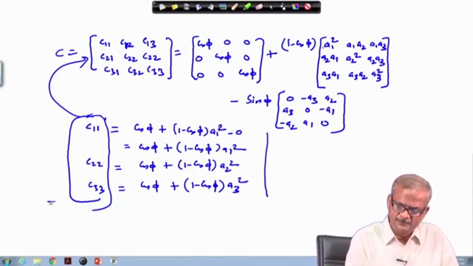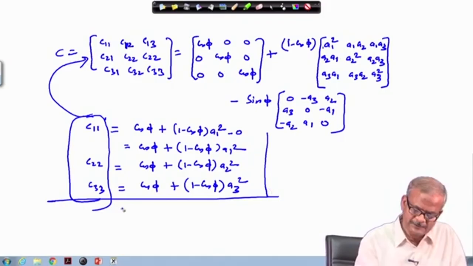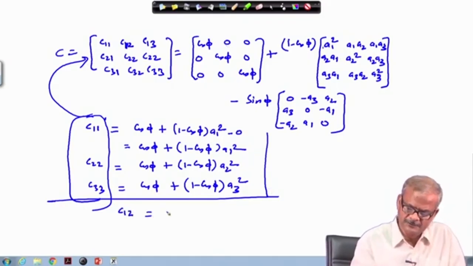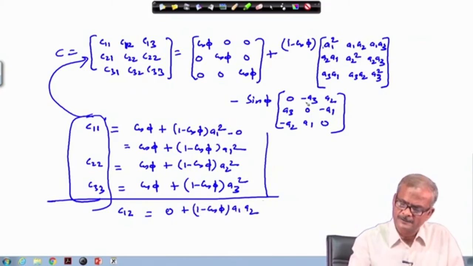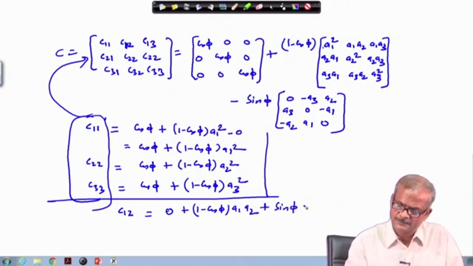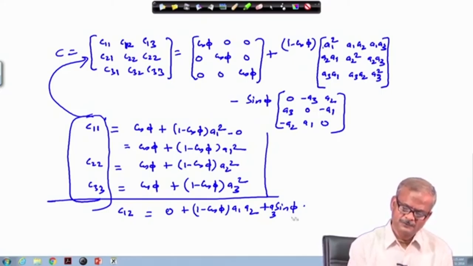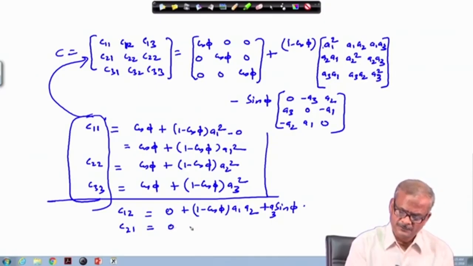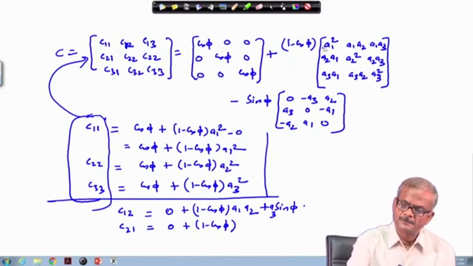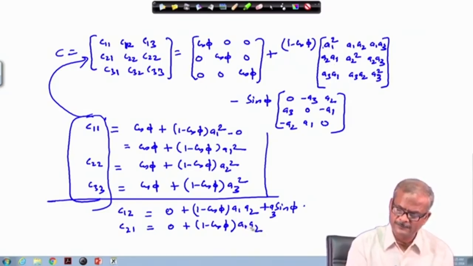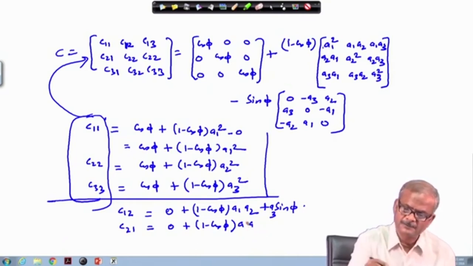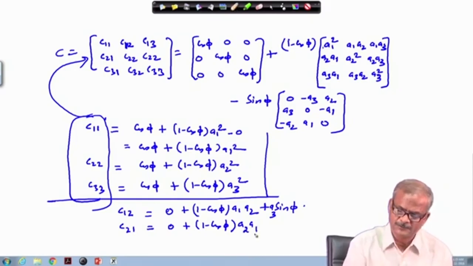So, go in the same way and find out the terms corresponding to, let us say, C12. Here, this first term corresponds to 0. So, this is 0 plus (1 minus cos phi) times a1 a2, and here this term is plus sin phi times a3. So, this is your C12. Okay. And in the same way C21, if you look into this, you have to add all these quantities. So, C21 will be 0 plus (1 minus cos phi) a1 a2 or a2 a1, whatever way you want to write. Let us write that way only, because these are scalars, so it does not matter what sequence we write.